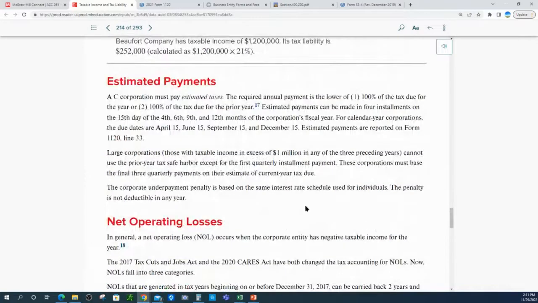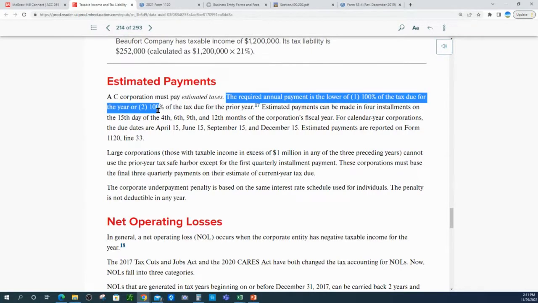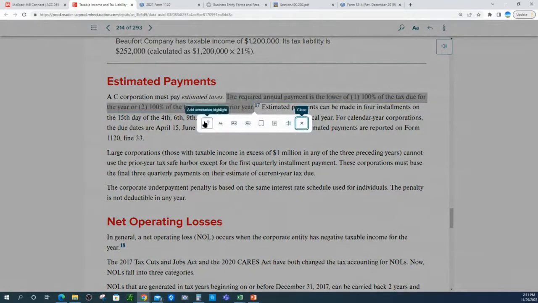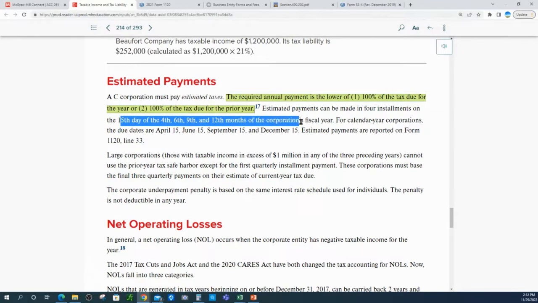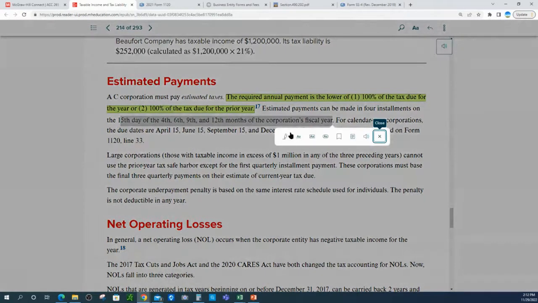Estimated payments. Corporations do have to make estimated payments. They are required to make 100% of the tax due for the year or 100% of the tax due for the prior year. For installments, again, it's going to be based on their fiscal year: the 15th day of the 4th, 6th, 9th, and 12th months of their fiscal year. Okay.